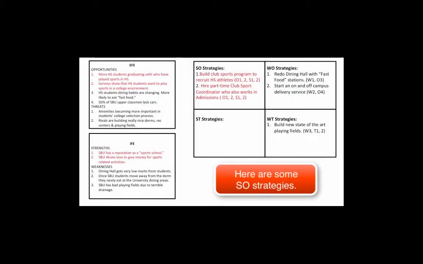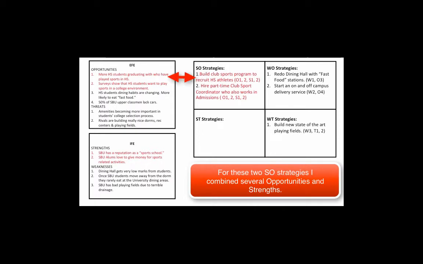Here are some SO strategies. For these 2 SO strategies, I combined several opportunities and strengths.